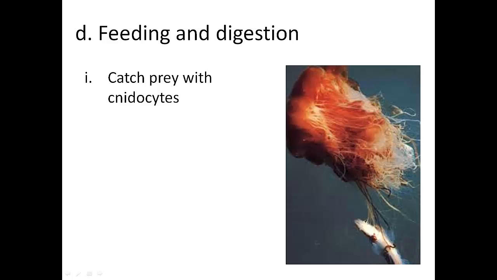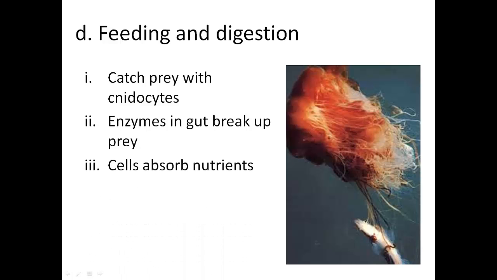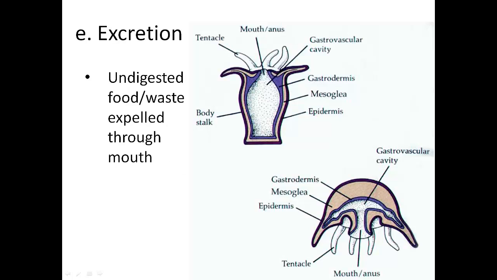How do cnidarians feed? First, they catch their prey with the cnidocytes. The cnidocyte is the stinging cell. The nematocyst is the little filament that shoots out. They bring the food into their gastrovascular cavity where enzymes break up and digest the prey. And then the prey, as it gets digested, gets turned into nutrients. The cells absorb the nutrients that they need. However, not everything is absorbed, and so you have some wastes that need to get back out.